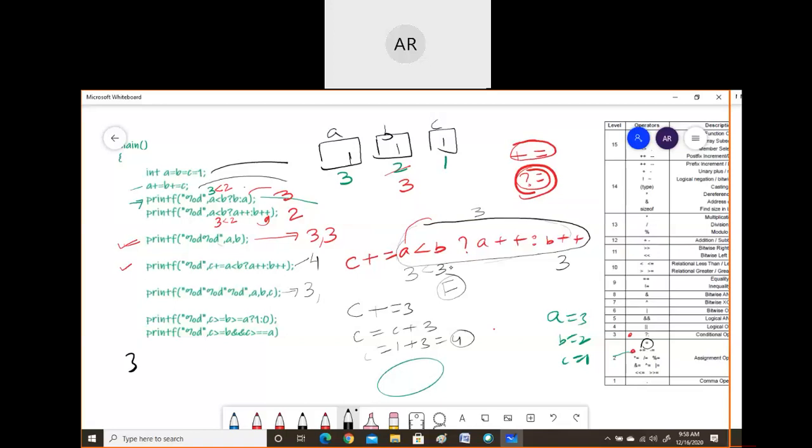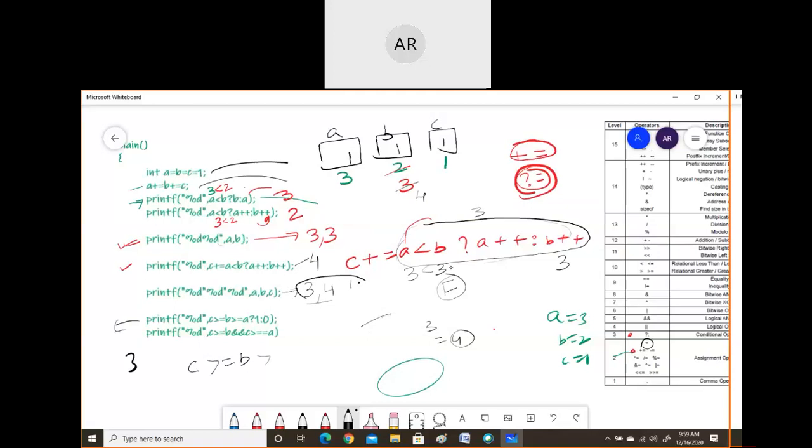So in the same way, what is the output of this statement? A, B, C. What is A? A will be 3. What is B? B will be 4, because there is a post increment. And what is the value of C? C will be 4, right?